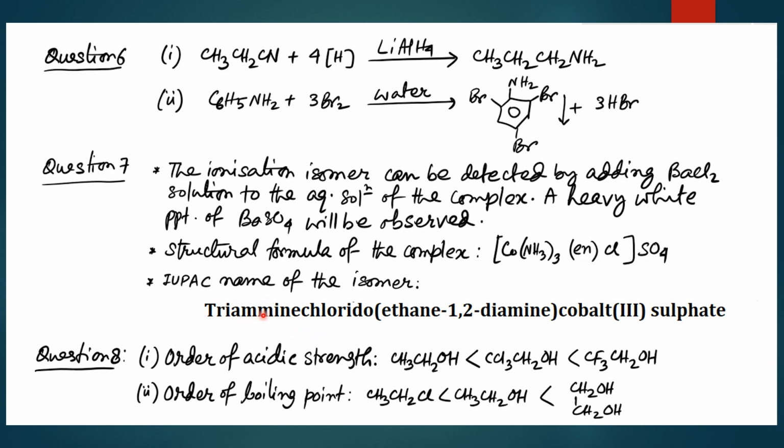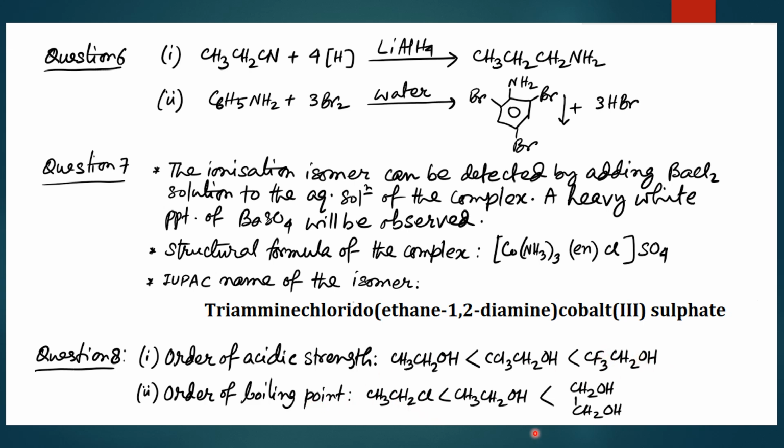Here in case of amine it will be double m, but ethane-1,2-diamine it will be only one m. And order of acidic strength, it can be simply explained by the minus I effect of fluorine, chlorine, etc. The stronger the minus I effect, the electron withdrawing effect, the more acidic is the alcohol.